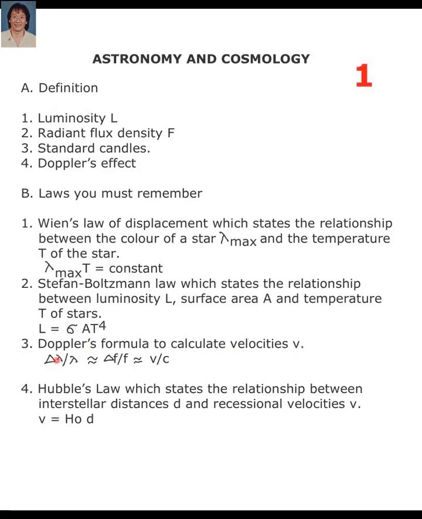Then you must know the Doppler formula to calculate the velocity v. Change in wavelength divided by wavelength approximately equals the change in frequency divided by the frequency, approximately equals the velocity of the object which is moving divided by the speed of light. Then you must be able to state Hubble's law, which gives the relationship between interstellar distances d and the recessional velocity v. And this is the formula for Hubble's law.